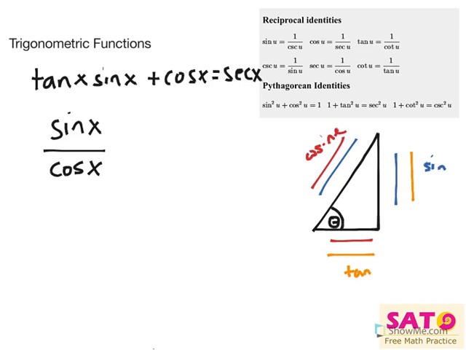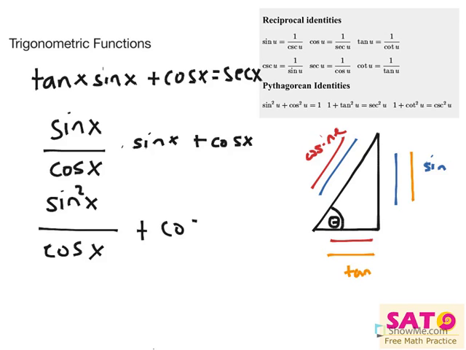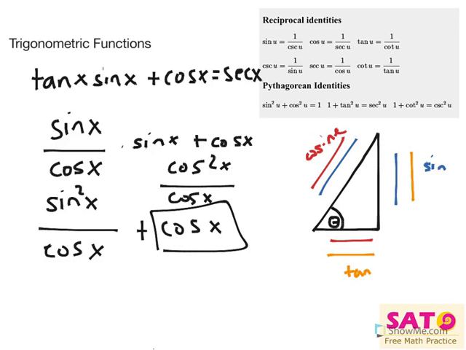So we have tangent covered, so sine x over cosine x times sine x plus cosine x equals, what's the next step here? Well, we can actually say that we want to multiply these two together and get sine x over cosine x plus cosine x. And in order to get a common denominator, we can just rewrite this cosine as cosine squared x over cosine x. And that's the same thing, except we're just making the denominators the same.